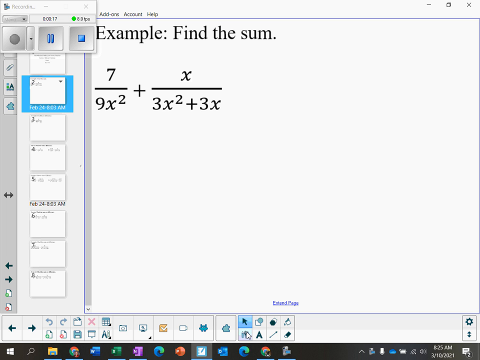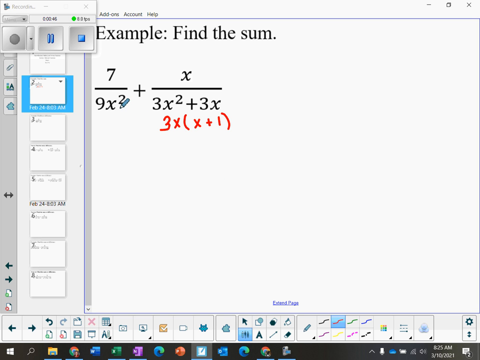So if I'm looking at this first one, I'm going to look at the one that actually gets a GCF factored out. So I have 3x squared plus 3x. So both of them have a 3x in it. If I divide 3x squared by 3x, I'm left with x, and then plus 3x over 3x is 1.